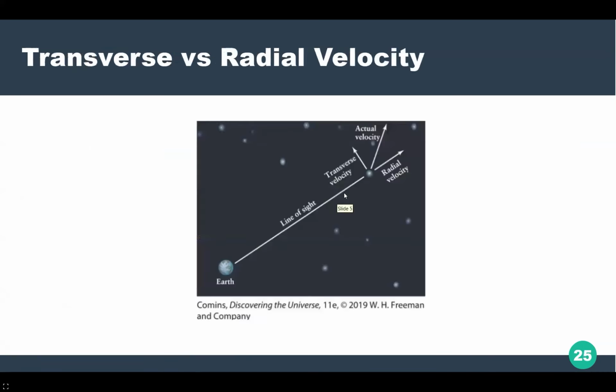From here, we are able to determine the radial velocity by looking at how much a common element or a common spectrum of absorption or emission is shifted by the Doppler shift as it moves away from or towards us. However, we are unable to directly measure the transverse velocity without first knowing the angular velocity and the distance between the observer on Earth and the star or the planet or whatever we're looking at in space.